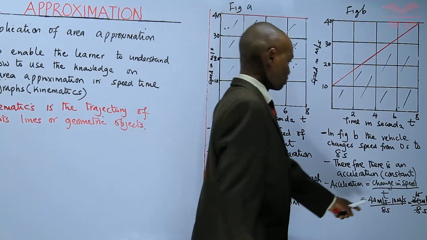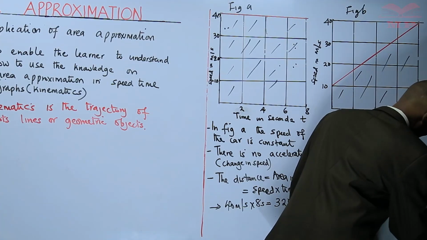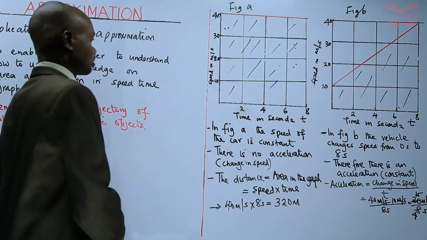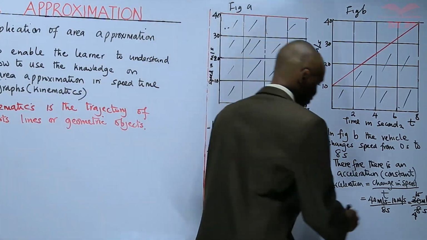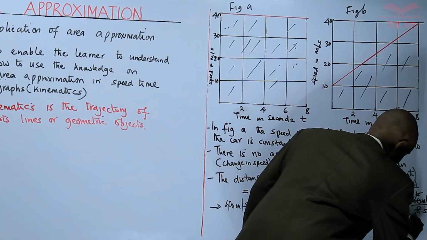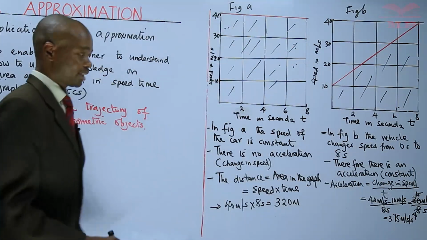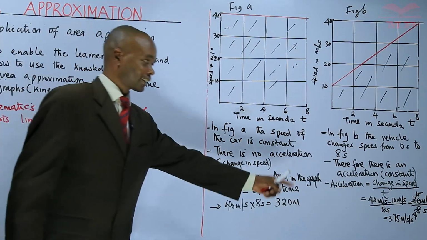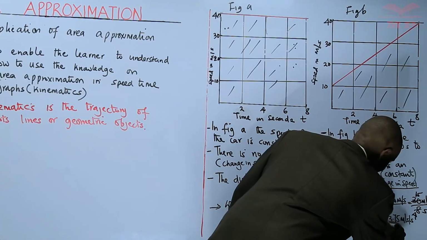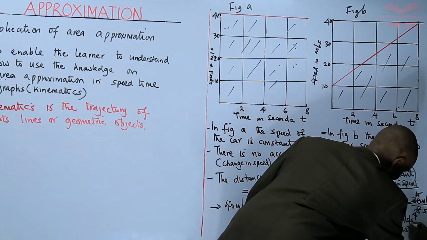So 2 goes there, 15, 2 goes there, 4. So it is 15 over 4, which will give me 3.75 meters per second per second. Per second per second, because there is a second down there. This works to 3.75 meters per second squared.